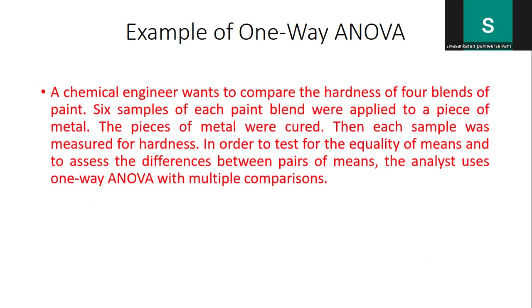Now we will try to have a numerical example based on the theoretical principle and foundation. For that, we will try to have this numerical example, one-way ANOVA using Minitab software. Consider a chemical engineer who wants to compare the hardness of four different blends of paint. Six samples of each paint blend were applied to a piece of metal.